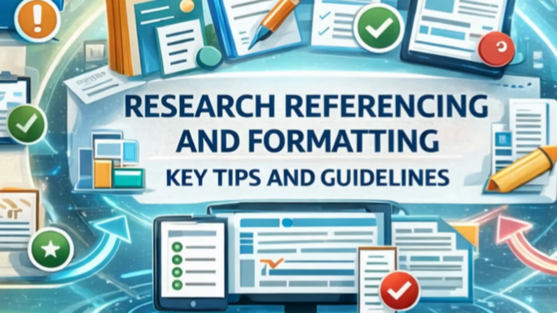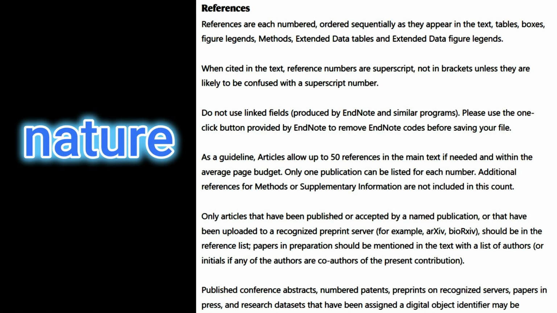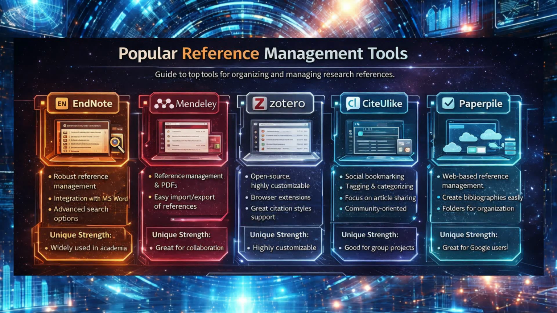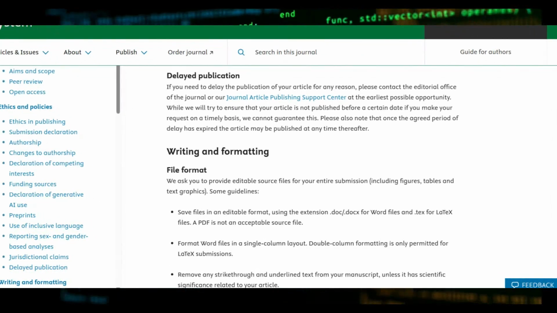Step 7: Referencing and formatting. Follow journal guidelines strictly. Choose the correct citation style. Use reference management tools to avoid errors. Formatting mistakes can delay publication.